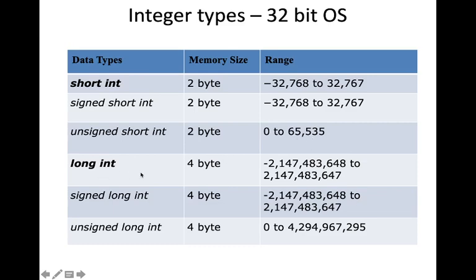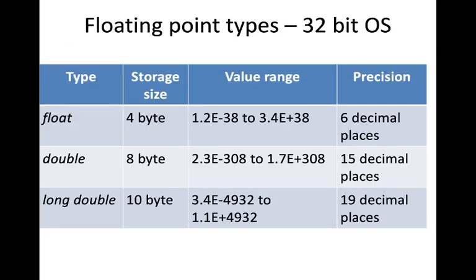And long int is there. If you want to specify a bit longer number, then you have to use long int. The memory size allocated will be 4 bytes, and the range is like this. If you want to store a very huge number, then you can use this long int. And there is signed long int, the same range, and unsigned long int is there. Then the range will be from 0 to this much amount. Okay, so these are the integer types.